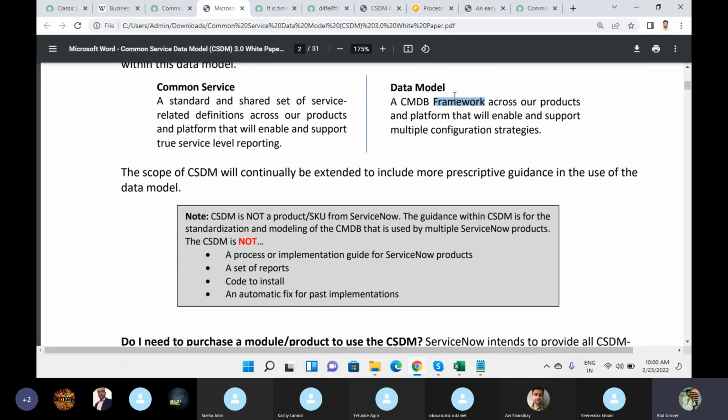You can see here, on the basis of the framework, you can build your model. So don't be confused. Don't say in the interview, hey, CSDM is a kind of product. No, it is a framework to make sure that all the services you are sharing with anyone else, or the standard services we are providing to the customer, are covered.